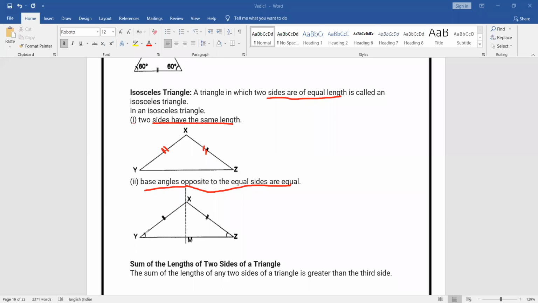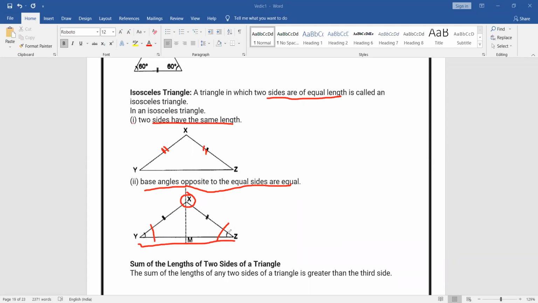What does it mean? Base angle opposite to the equal side. This is the vertex one, and XY is equal to XZ. So this Y and Z are known as base angles. These two are base angles because we are considering this YZ as the baseline.